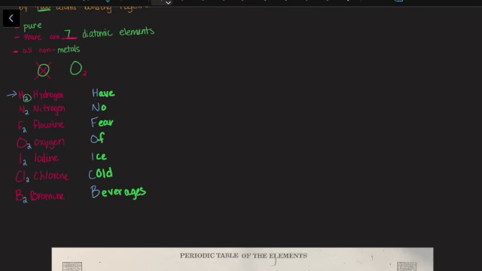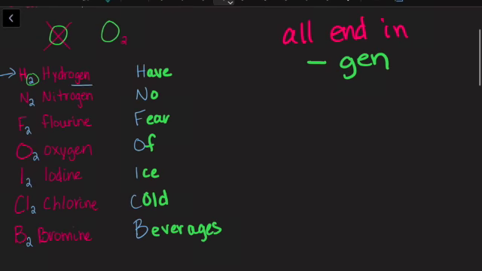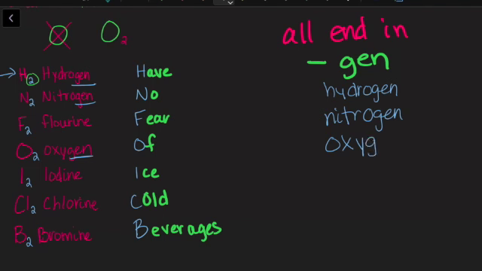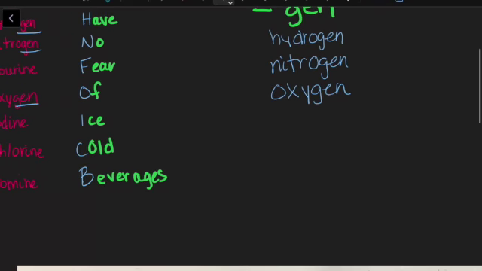Alright, and the last way to remember it is they all end in gin. Alright, so let's take a look just to be sure. We got hydrogen, nitrogen, oxygen, and now you're left with fluorine, iodine, and chlorine, and bromine. And those are not gins.